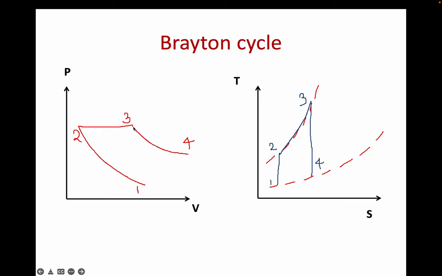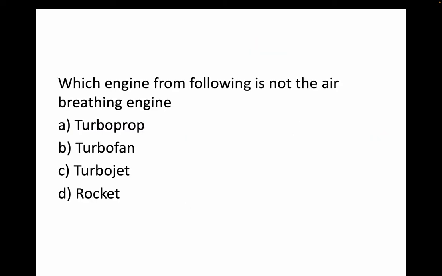In the PV diagram again 3 to 4 is the isentropic expansion process, which in the TS diagram is indicated by this constant entropy line. So this is the Brayton cycle, which is the basic thermodynamic cycle which is used in aircraft engines or gas turbine engines.